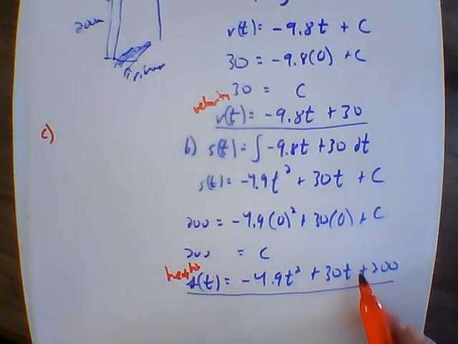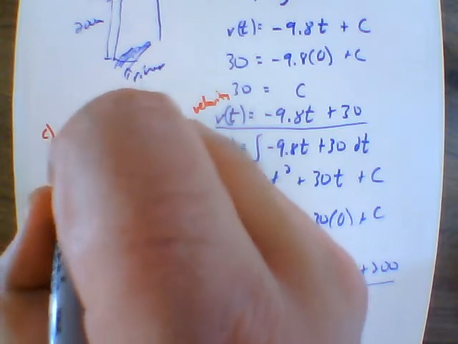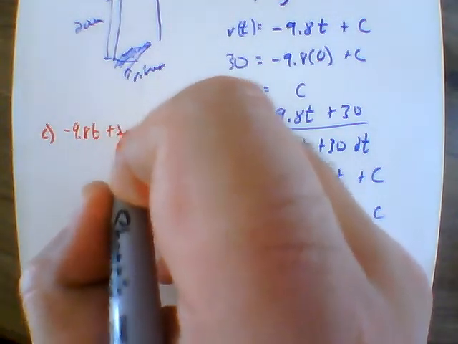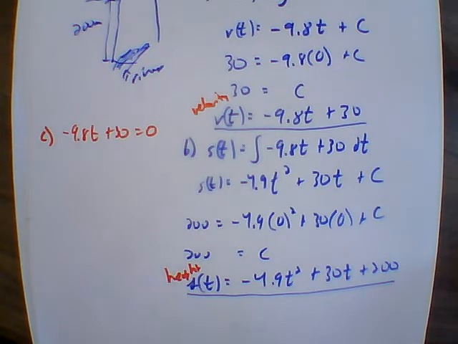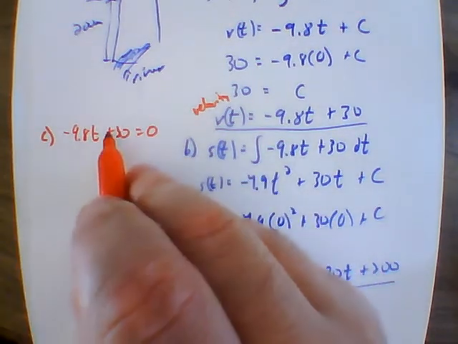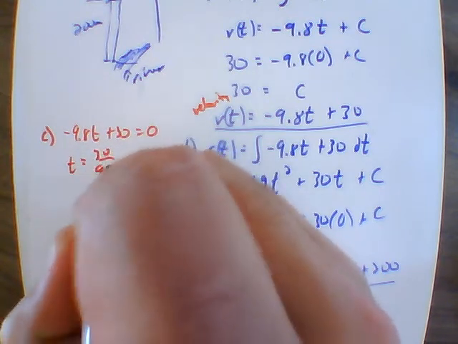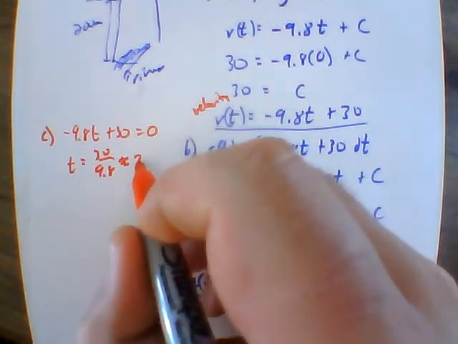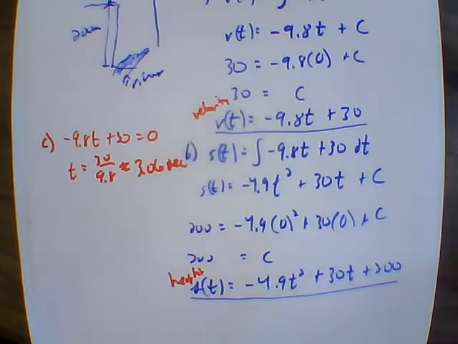So we want to maximize this. So that would be the derivative, which is the velocity. So we look at this negative 9.8t plus 30. When does this equal 0? Okay, so we would subtract 30, divide by negative 9.8. So we'd see that t would equal 30 over 9.8, which is approximately 3.06 seconds. Okay, so that's when it's going to reach this.